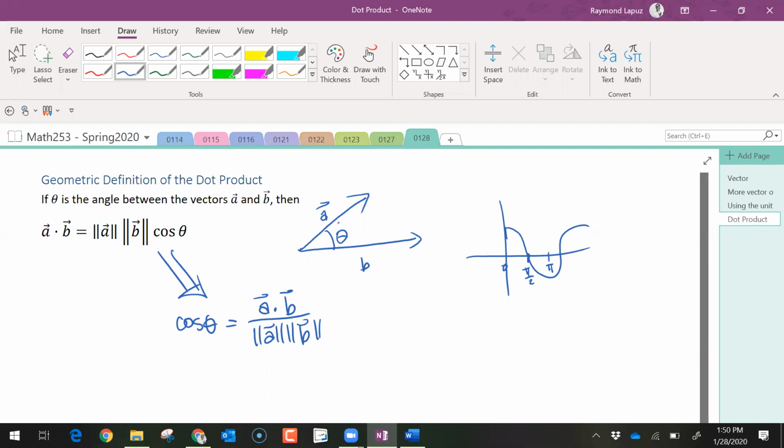One more important thing. A dot B is equal to what? The dot product is equal to 0 if the 2 vectors are perpendicular. That's going to be a big theorem for us. It's not really a theorem, just a fact. It's going to be a big fact for us.